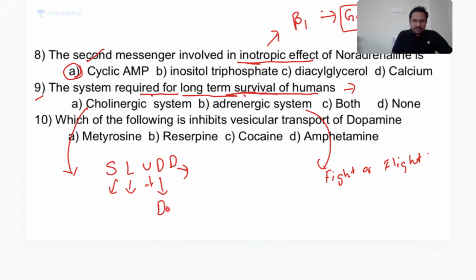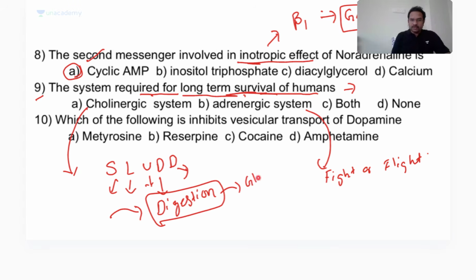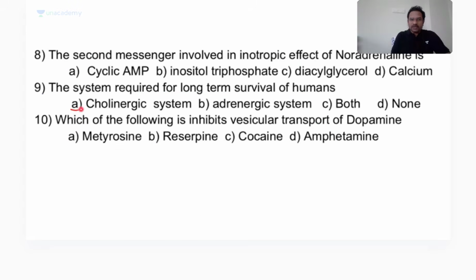Now the question asks about which is required for long-term survival. Now look at this, out of the parasympathetic system, one of the responses is digestion. Why do we eat? When we eat, food will get digested. From that, you get glucose. From the glucose, we get ATP, and ATP is required for our survival. So if this is not there, our survival is not possible. So the option here is cholinergic system is required for our survival.